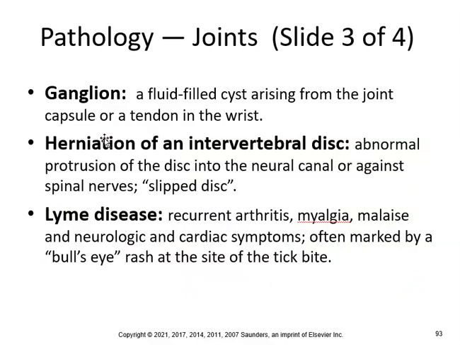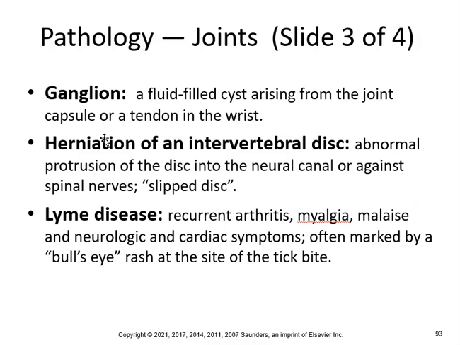Ganglion is a fluid-filled cyst arising from the joint capsule. They used to hit a little ganglion cyst with the Bible because they thought that that would go away. It was work of the witches, and even though they would hit it with the Bible, it would come back. So they said only witches could bring it back.